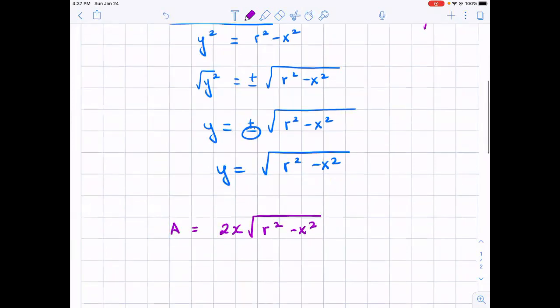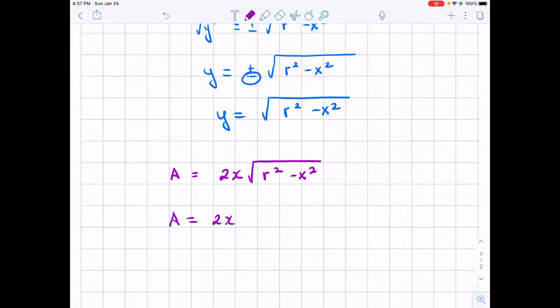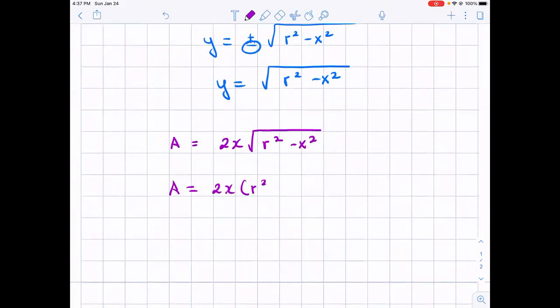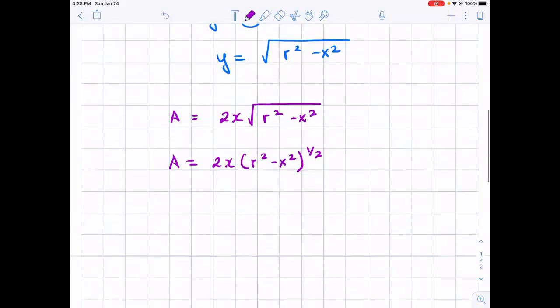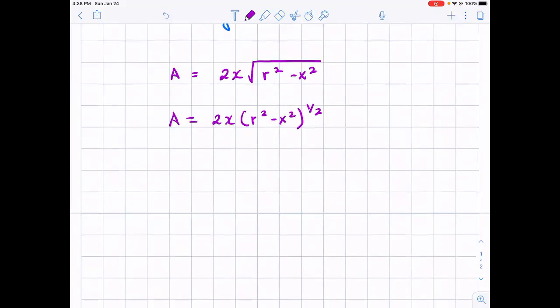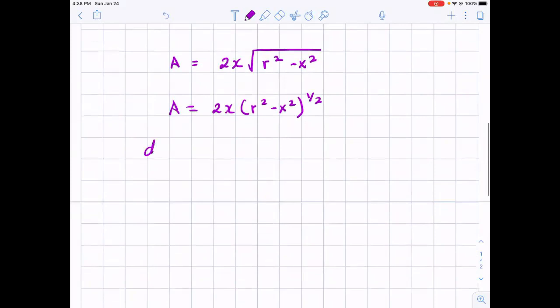This can also be written in exponential form, with the power of 1/2. The reason I'm doing this is because I want to differentiate the area, since we want to look at the largest possible rectangle. So what is dA with respect to x, dA/dx? We'll have to use the product rule. The derivative of the first part is 2, and the r squared minus x squared to the 1/2 power stays.